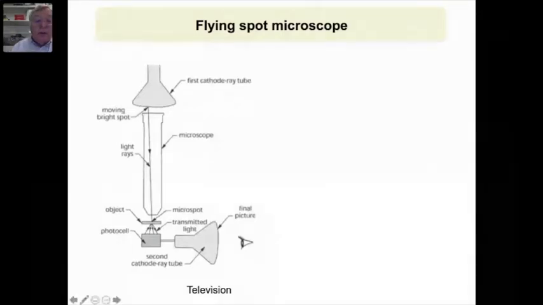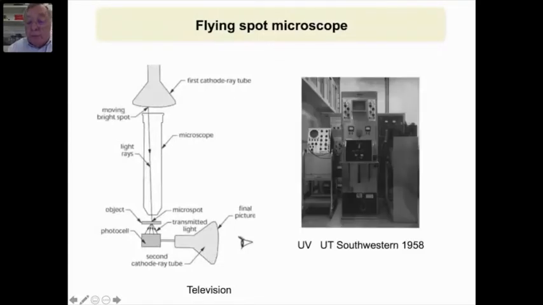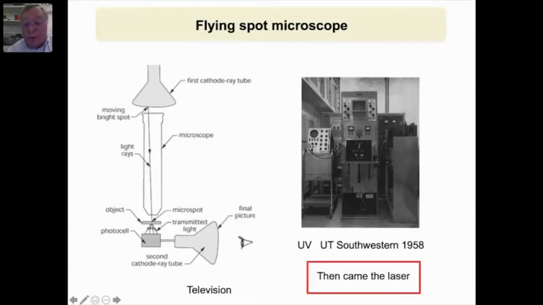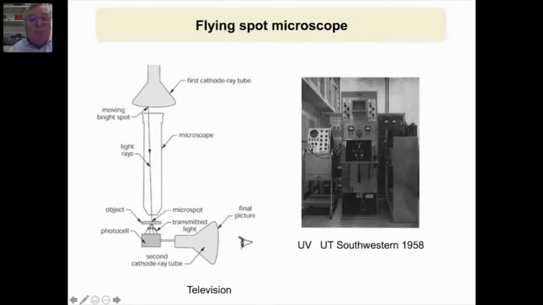This flying spot microscope was built both in London and in UT Southwestern in the late 1950s. But of course, the problem is this spot is not particularly bright.